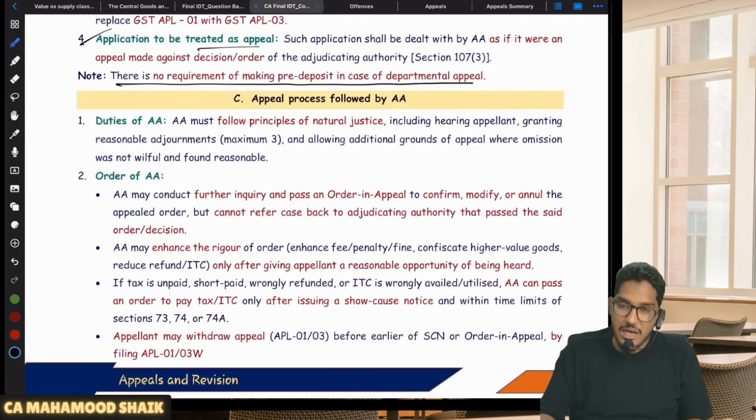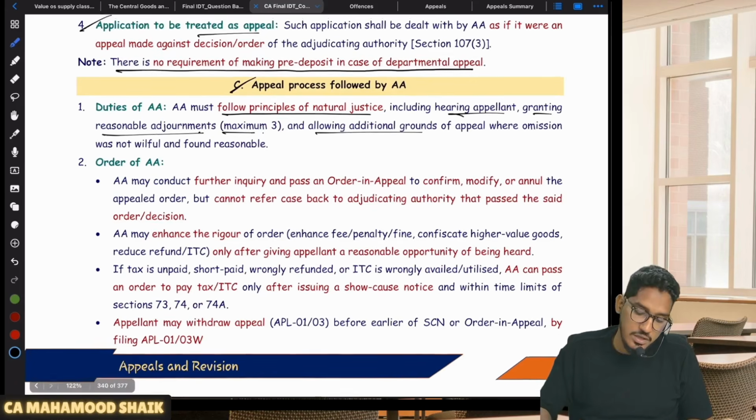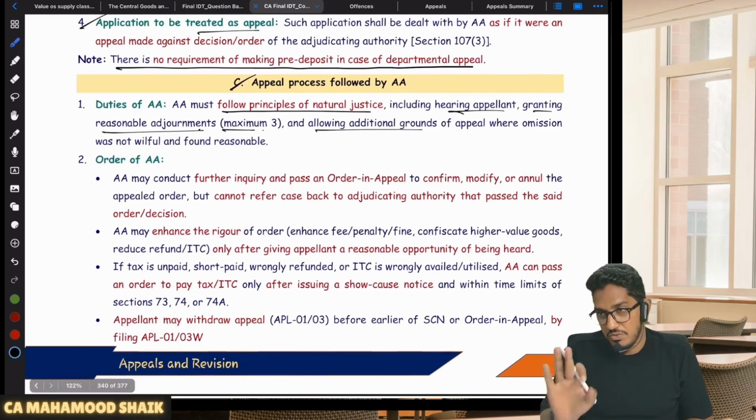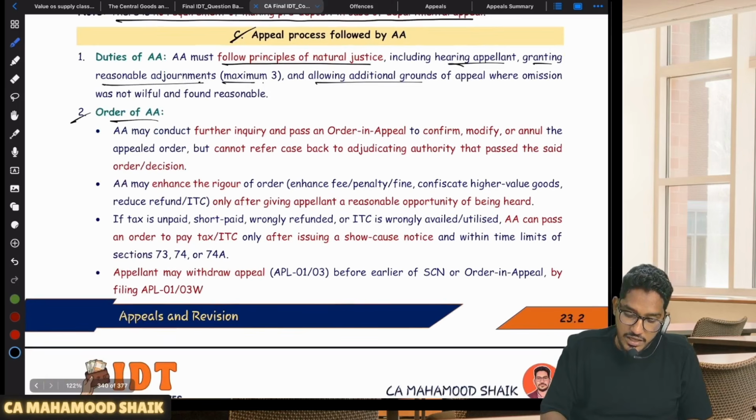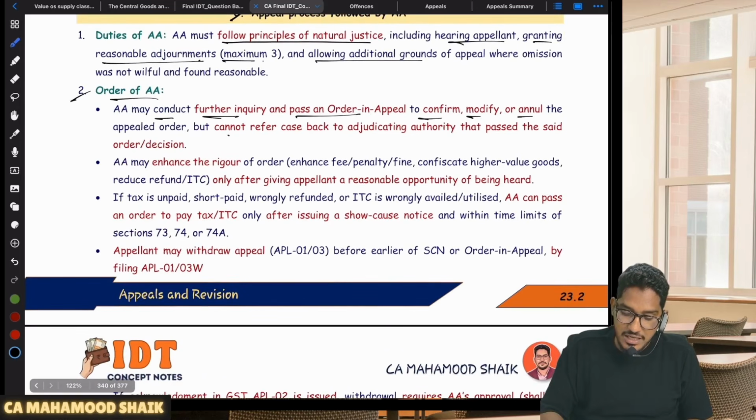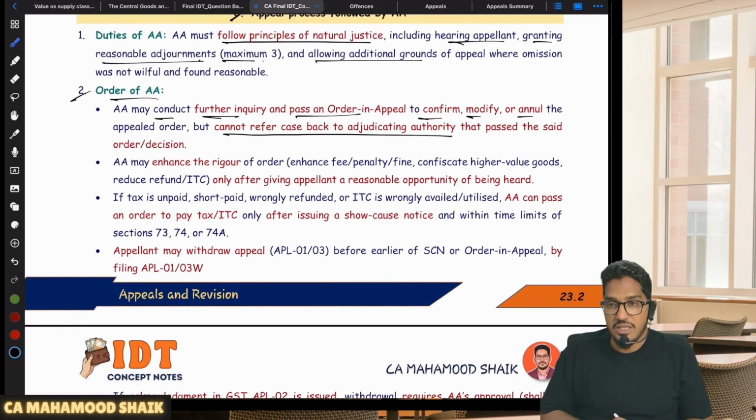Next. Now, what appeal process does the appellate authority have to follow? AA must follow principles of natural justice, like hearing the appellant, granting reasonable adjournments, maximum 3, and not allowing additional grounds of appeal where the omission was not willful and is found reasonable. That means they should not encourage new points. Whatever appeal has been filed, that only they will consider. As for the order of AA, AA may conduct further inquiry and pass an order in appeal to either confirm, modify or annul the appealed order, but they cannot refer the case back to the adjudicating authority.